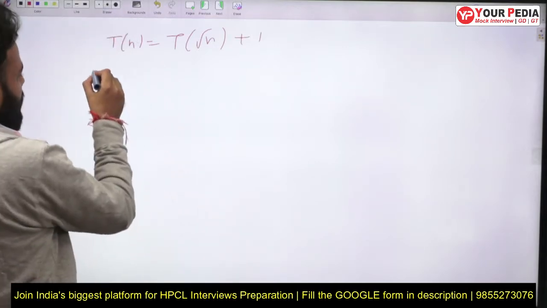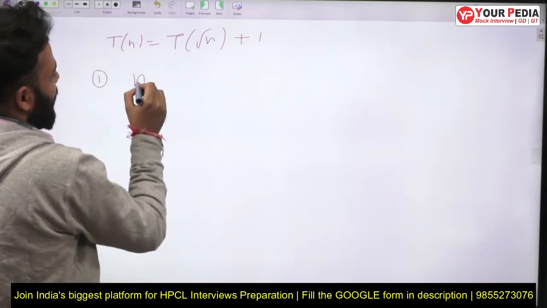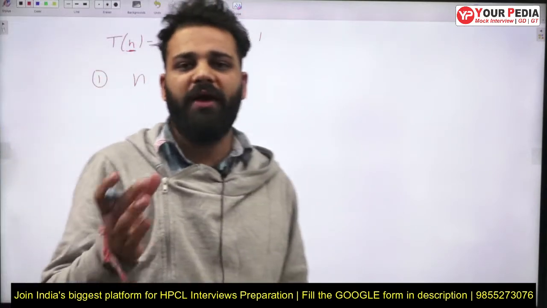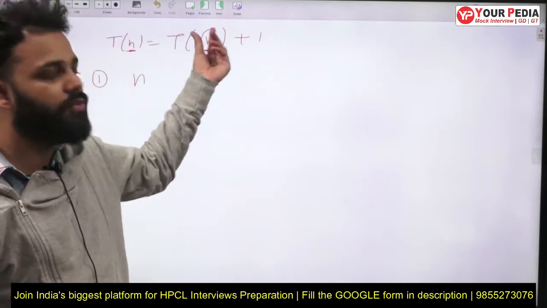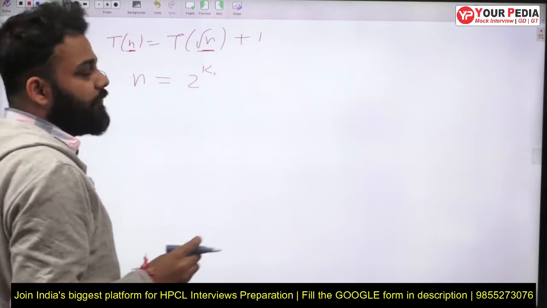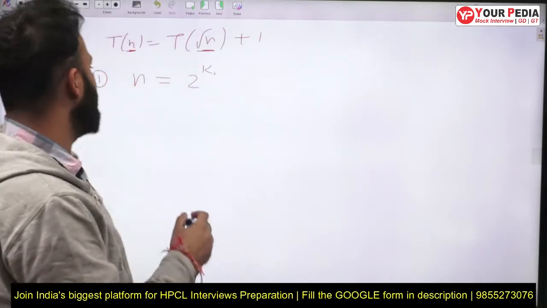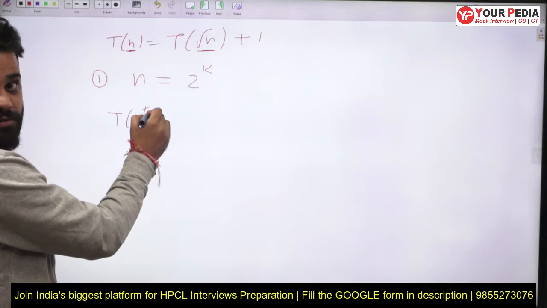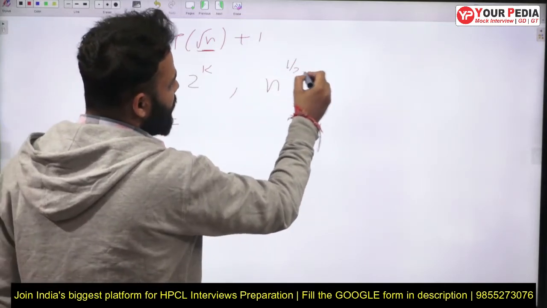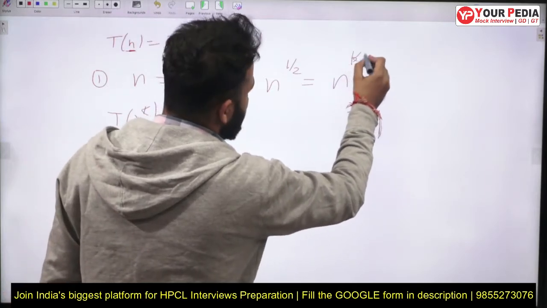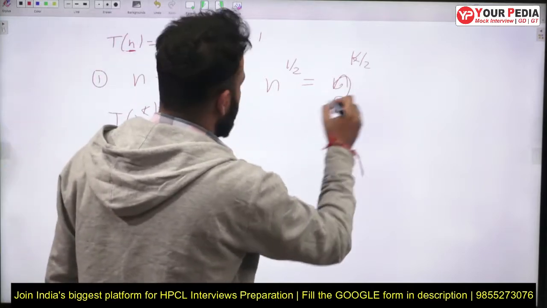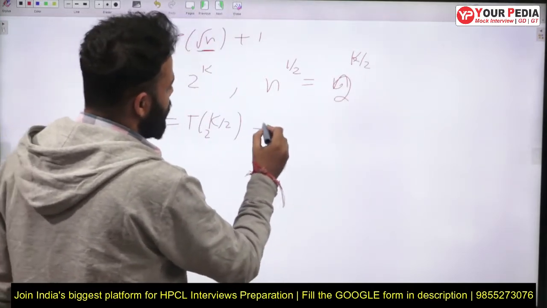So let's start. First of all, here there is n and there is a root n. Now you have to convert this in such a way that there is no power on it. So let's say you put n is equal to 2 raised to power k. Wherever there is n, you will substitute the n with 2 raised to power k. So T of 2 raised to power k is equal to T of 2 raised to power k by 2 plus 1.